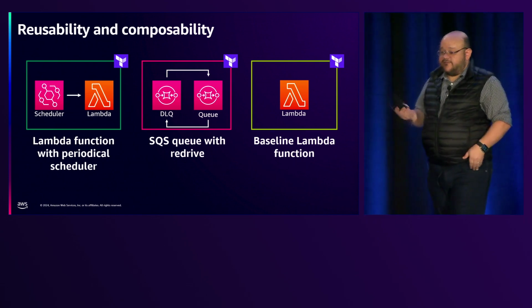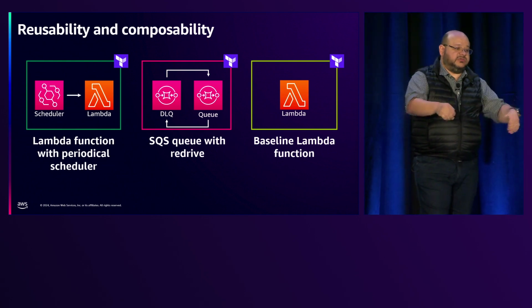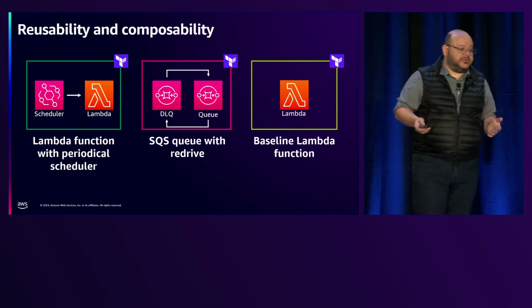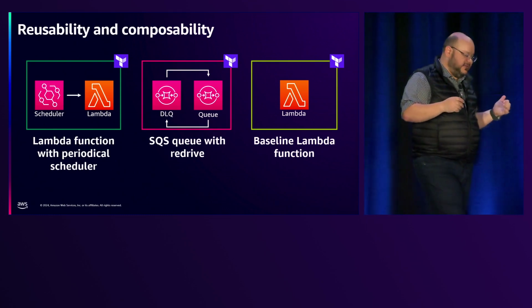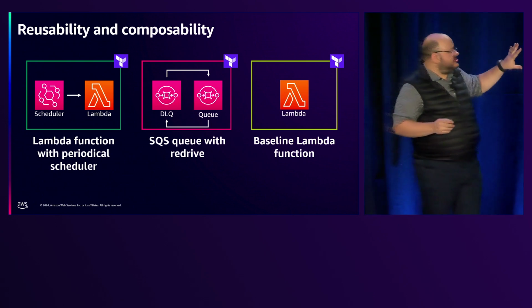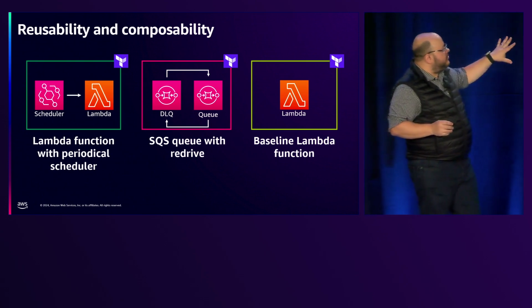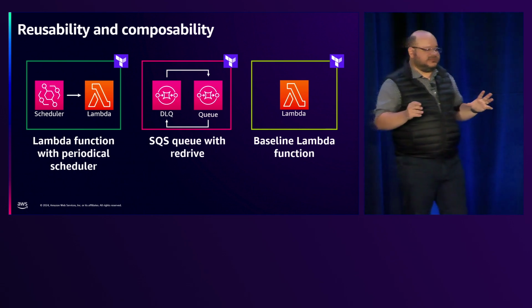SQS queue with redrive, also a very common scenario, because sometimes messages from an SQS queue need to be redriven, retried. You can build a module out of that. Baseline Lambda function, that's what we've discussed previously. And then an interesting thing starts to happen. So this is 3 different composable modules, but they are modules. Each one of them is independent.